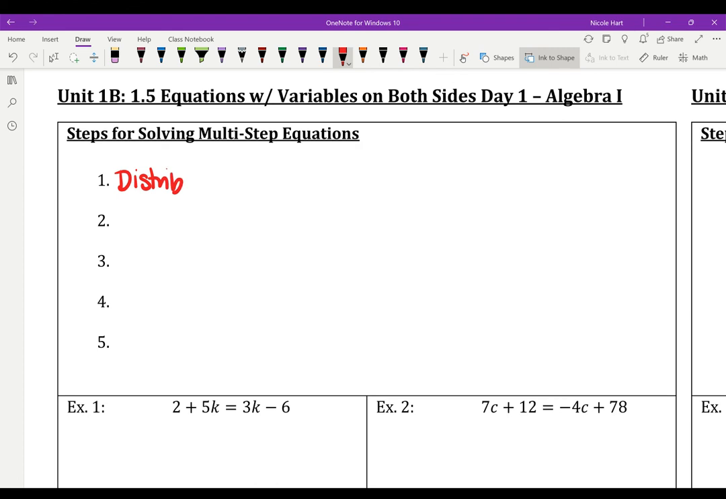They're very similar to the steps that we did when it was on one side, but we might have 1 or 2 little changes. So again, distribute, as if we had 3 parentheses x minus 2 perhaps equals 5x plus 10. And we would distribute by taking that 3 and multiplying it into the parentheses. Our second step is to be combining like terms.